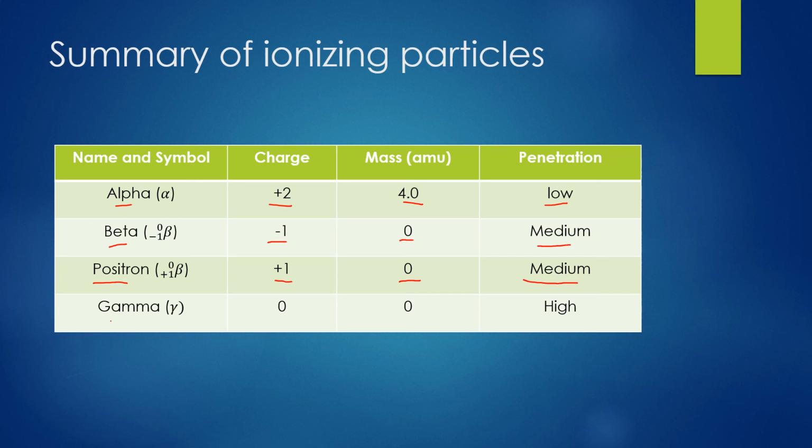For the gamma rays, we didn't have an actual chemical equation showing that, but the charge is 0, the mass is 0, and it has very high penetrating power. So what you need to be able to do is, if you are given a description of one of these particles, you need to be able to identify which particle. For instance, if I say what particle has the highest penetrating power and a charge and mass of 0, gamma. Okay, if I say loss of an electron, medium penetration power, beta.